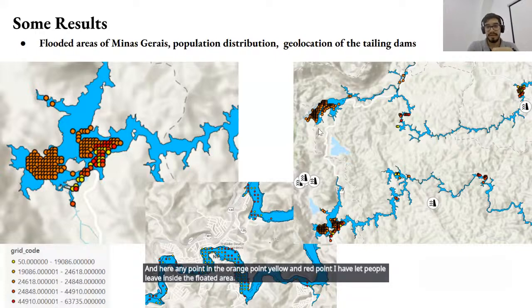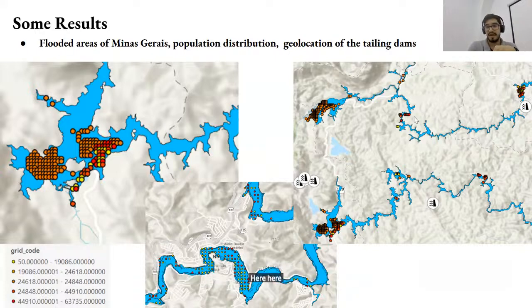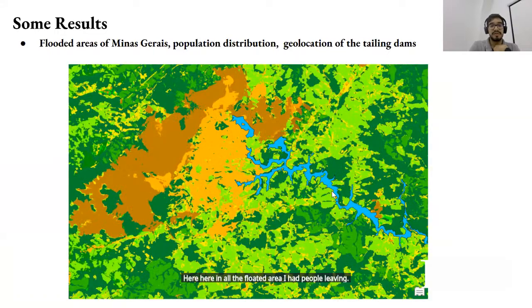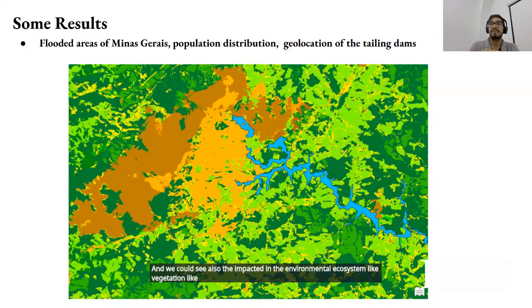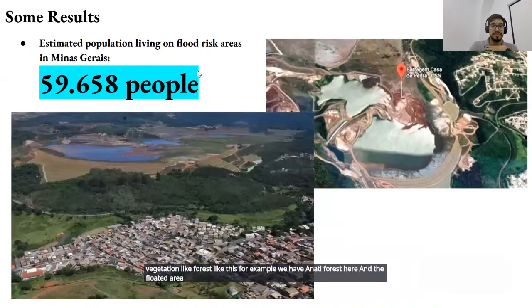Here, in all the flooded area, there are people living. And we could also see the impact on the environmental ecosystem, like vegetation, like forest. For example, we have a native forest here, and the flooded area will impact it also.